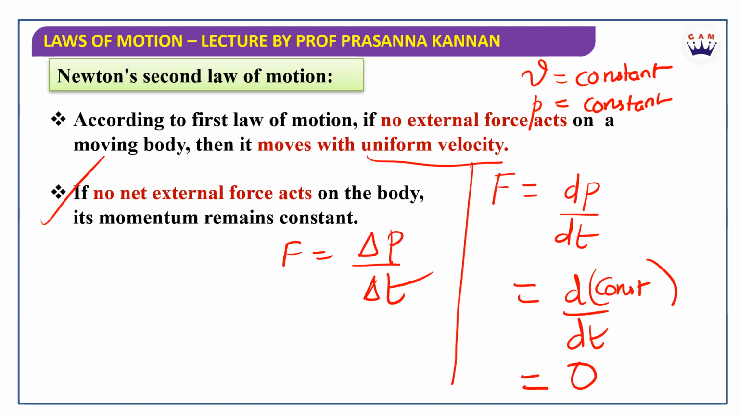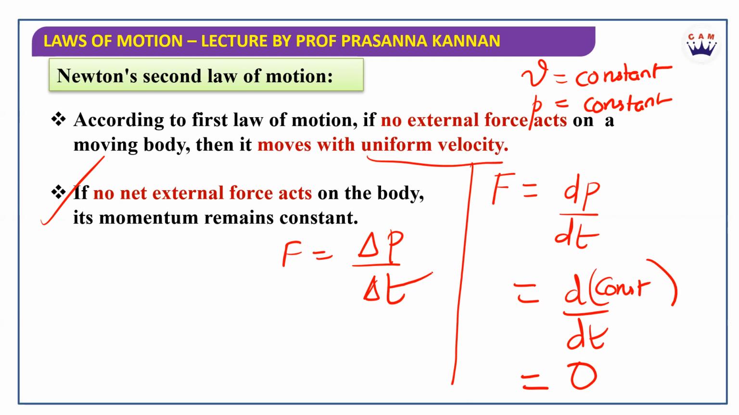What is force? Average force. What is average force, guys? Change in momentum by change in time. If a body is traveling with uniform velocity, what is its momentum? Constant. If its momentum is constant, what is the change in momentum? Momentum is constant, not changing. Then what is the change? 0. That means delta P is what?